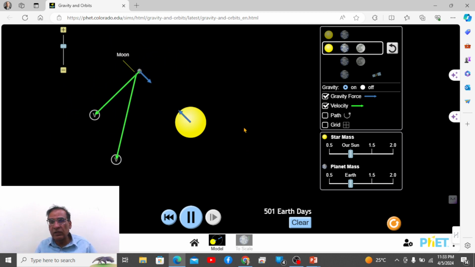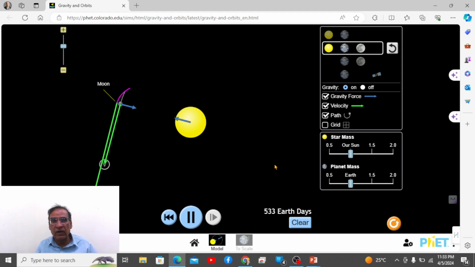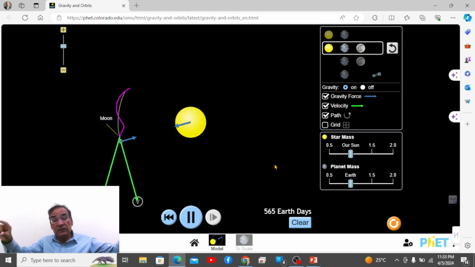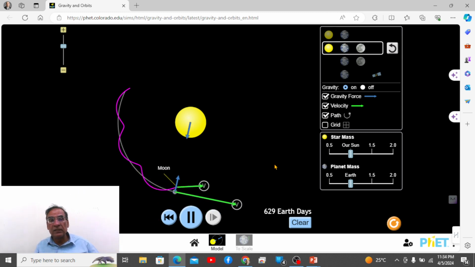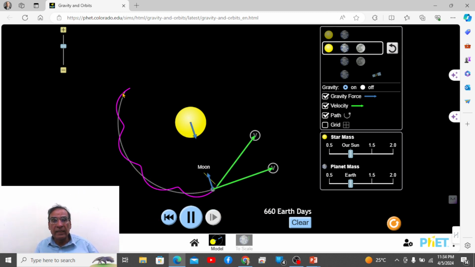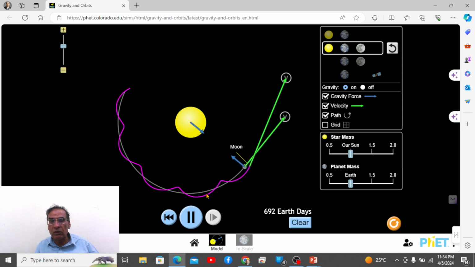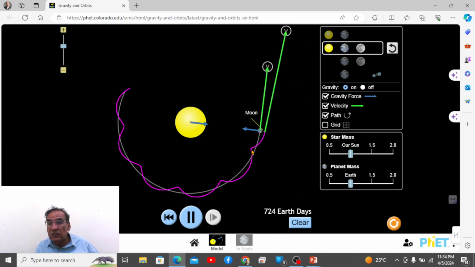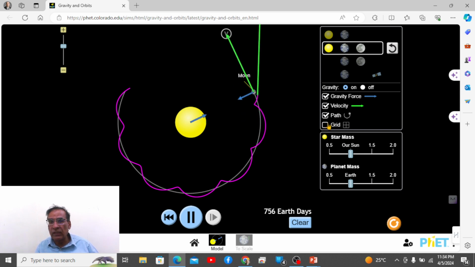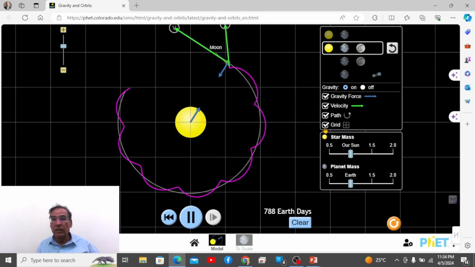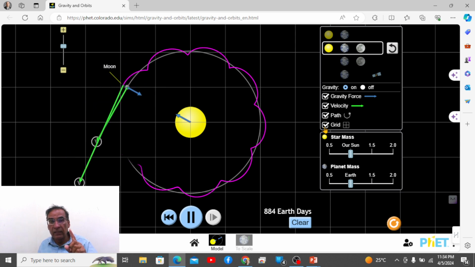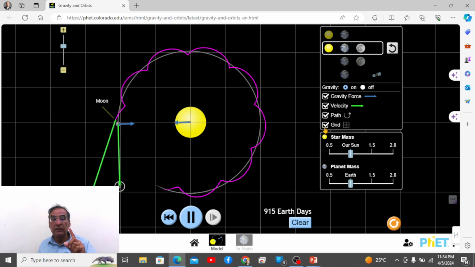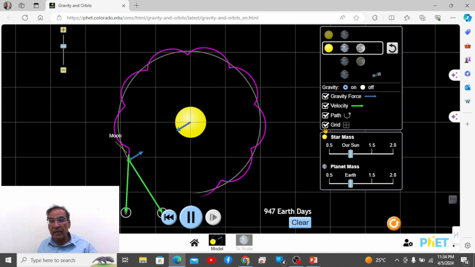To check, if we click on the path, what is going to happen? Now you can see the path of the moon, and it is in the form of a loop. Here is the loop which you are going to see. You can also see the grid. So it's the motion of the three: number one, the star, the sun; number two, the planet, the earth; and the moon.